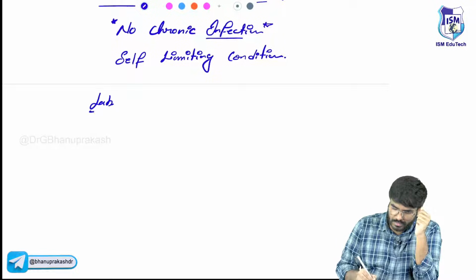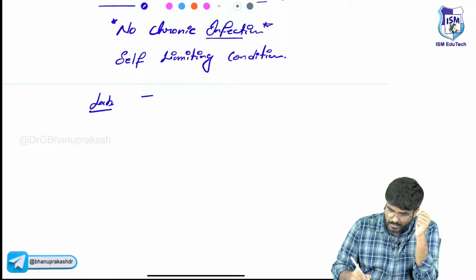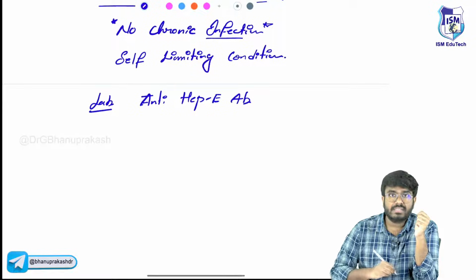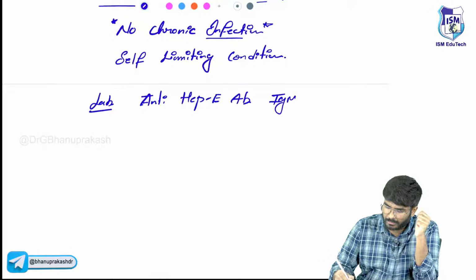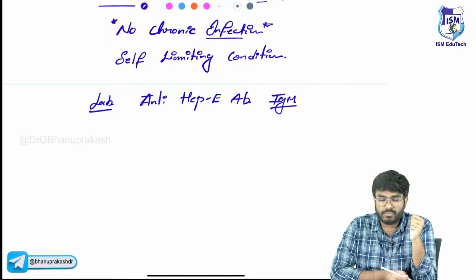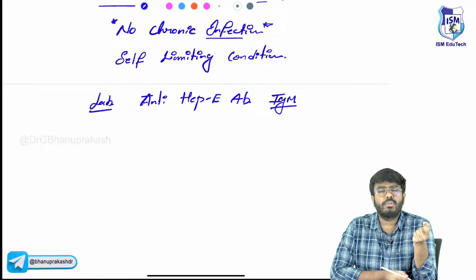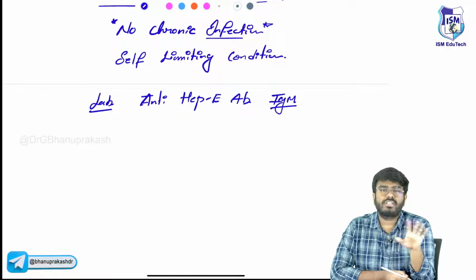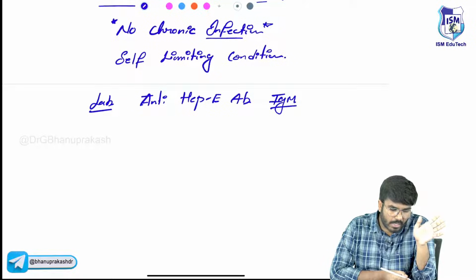Same labs. If you see anti-hepatitis E antibodies of IgM type, then you can say that this patient is having acute hepatitis. There is no chronicity. There is no such thing as chronicity.